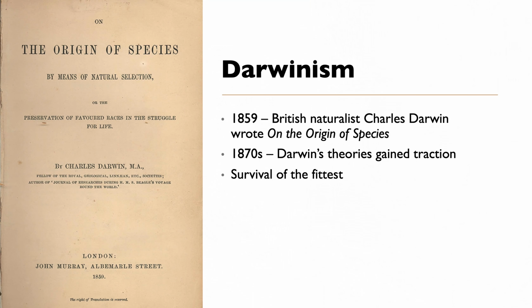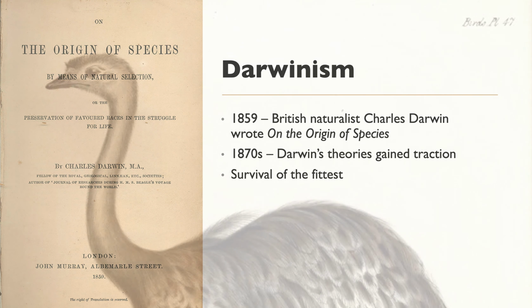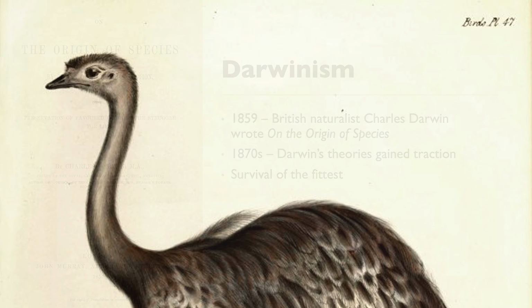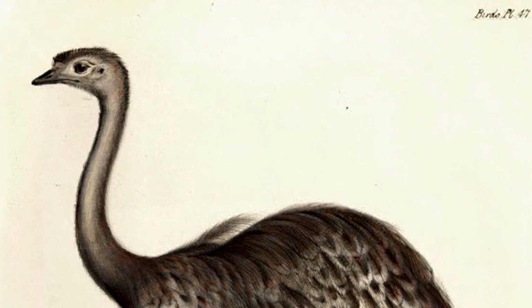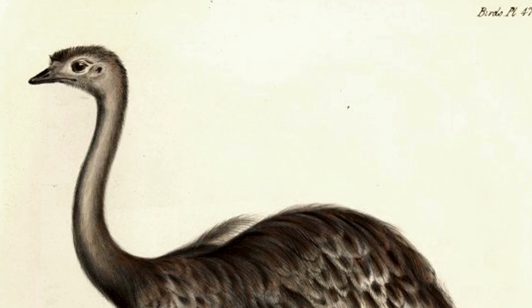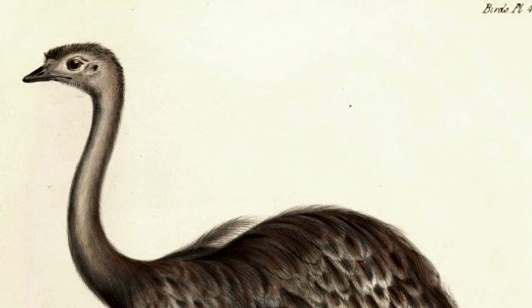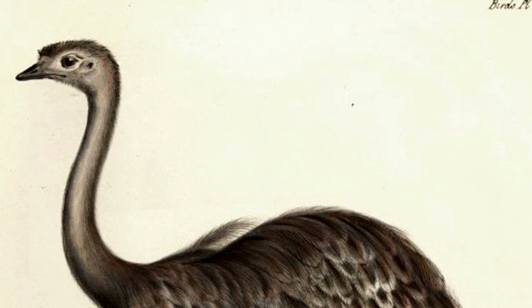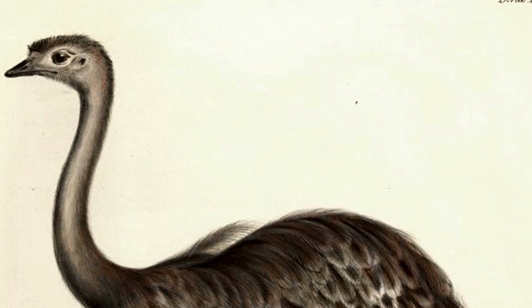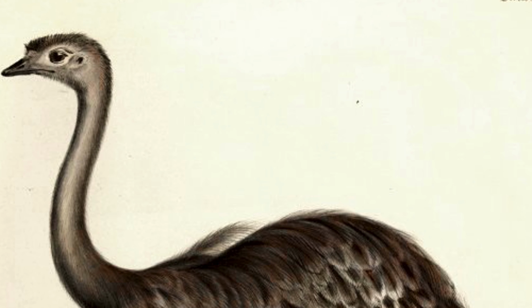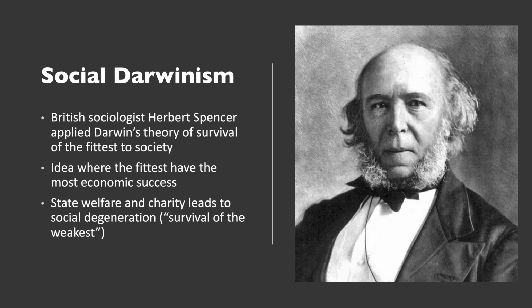Now, at this time, there was also Darwinism, Charles Darwin. Now, this has happened before the American Civil War, actually. So, in 1859, British naturalist Charles Darwin wrote On the Origin of Species. Even though it was written in 1859, it wouldn't be until the 1870s that Darwin's theories really gained traction. So, biologists and naturalists and scientists started to accept Darwin's theories. Included ideas like survival of the fittest. And this was a phrase used by Darwin describing natural selection. Now, this is the idea that organisms or animals that could adjust to their environment are fit for survival and reproduction.